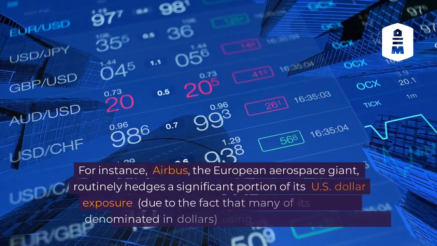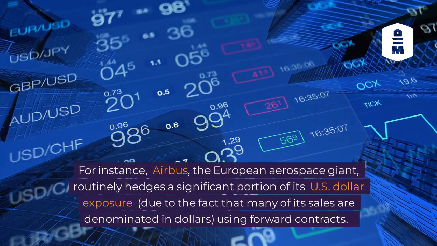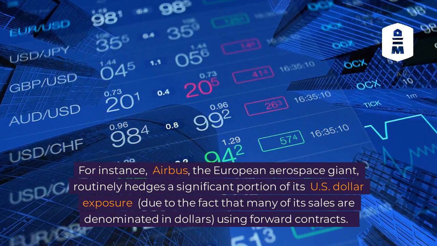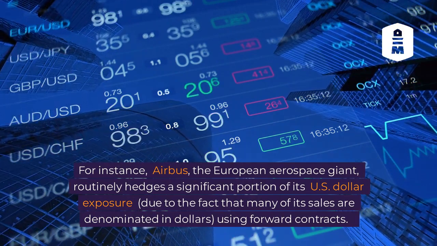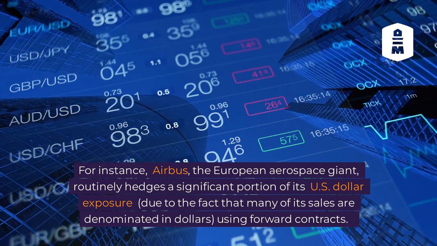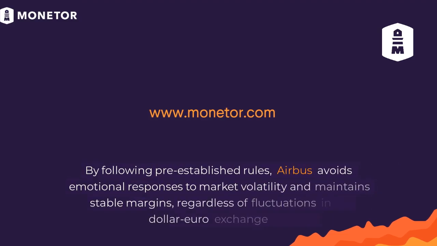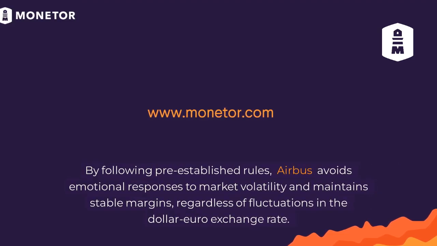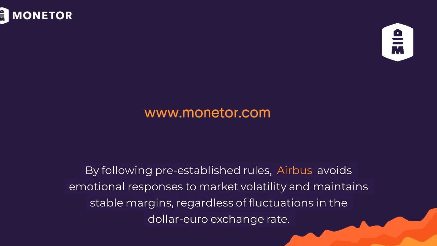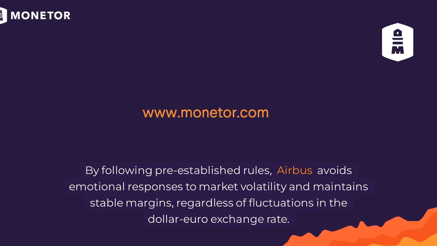For instance, Airbus, the European aerospace giant, routinely hedges a significant portion of its US dollar exposure, due to the fact that many of its sales are denominated in dollars, using forward contracts. By following pre-established rules, Airbus avoids emotional responses to market volatility and maintains stable margins, regardless of fluctuations in the dollar-euro exchange rate.